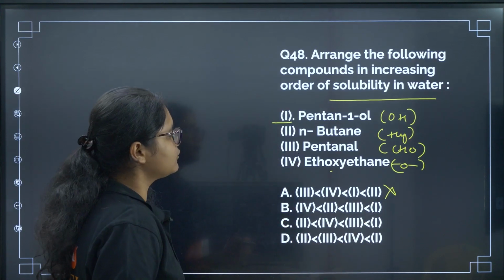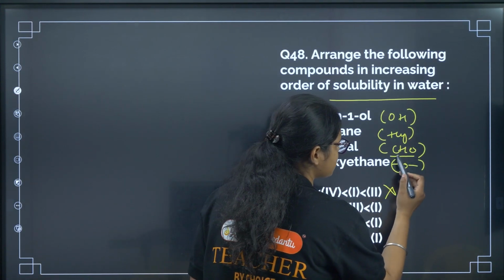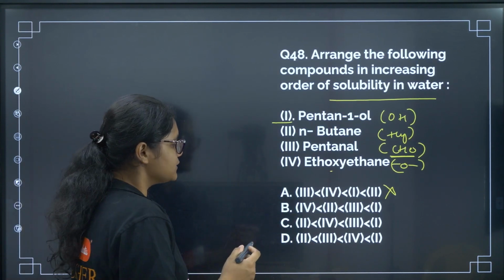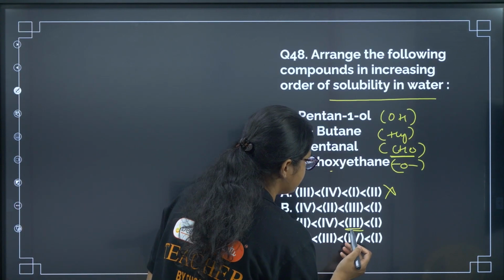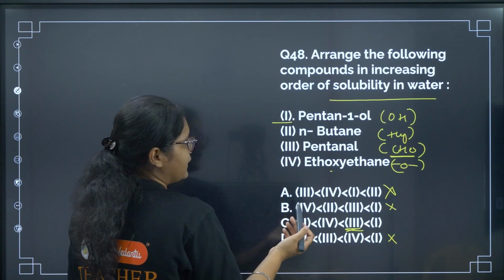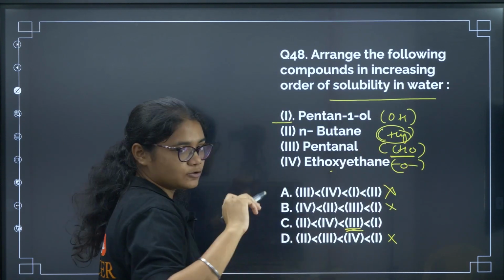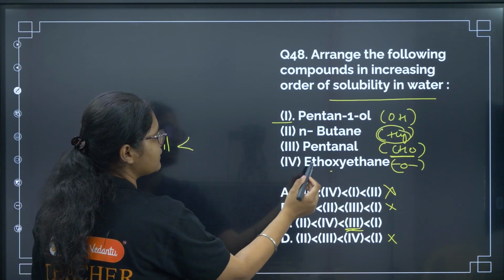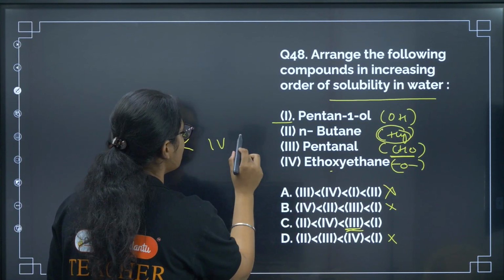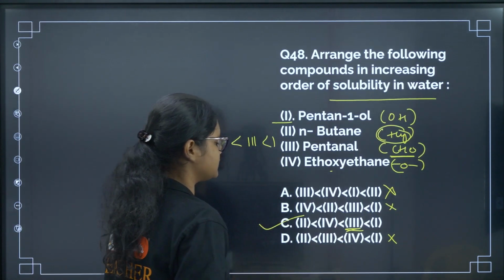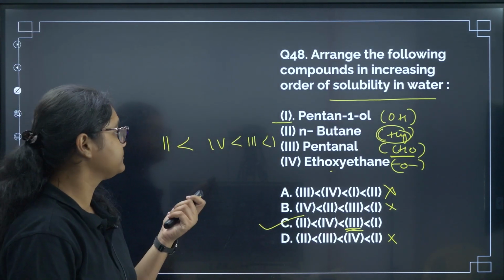Now compared to this one, the next polar molecule is your aldehyde. So the next soluble molecule will be aldehyde group. So after 1 we should get 3, right? So we can eliminate all these options here. 1, 3, 4 and 2. Hydrocarbons will be the least soluble because they are non-polar. So first we'll get n-butane, then we will have ethers, that is 4. Then we have aldehyde and then we have alcohol. So the correct answer for this question will be option number C.